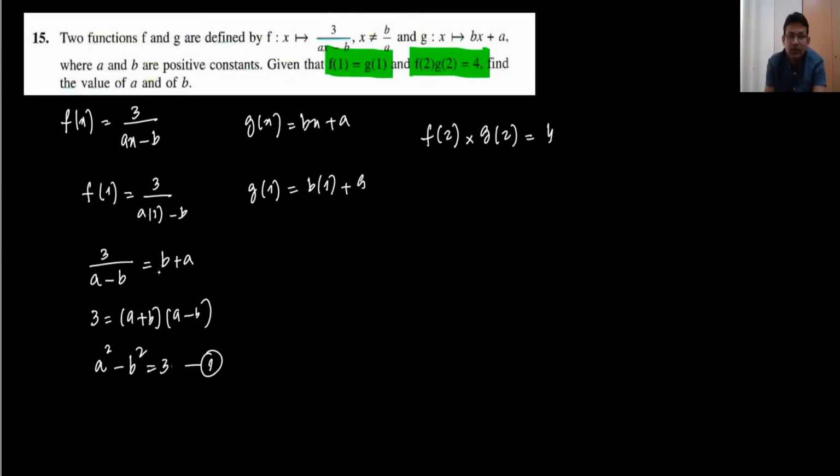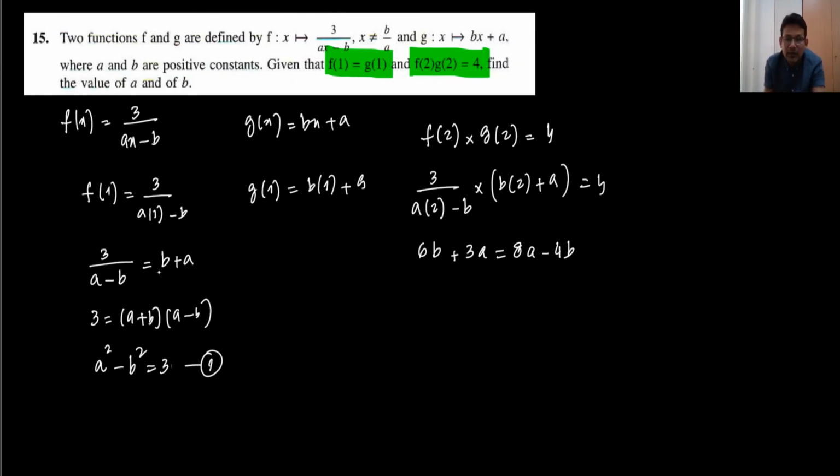So normally you just have to write f of 2. I will put here 3 times 3 upon 2a minus b, times g, which is bx, so I will write b times 2 plus a. This is in the bracket, equals 4, and you can multiply 3 times b and 2, which is 6b plus 3a equals, multiplying on the right-hand side, 2a becomes 8a minus 4b.